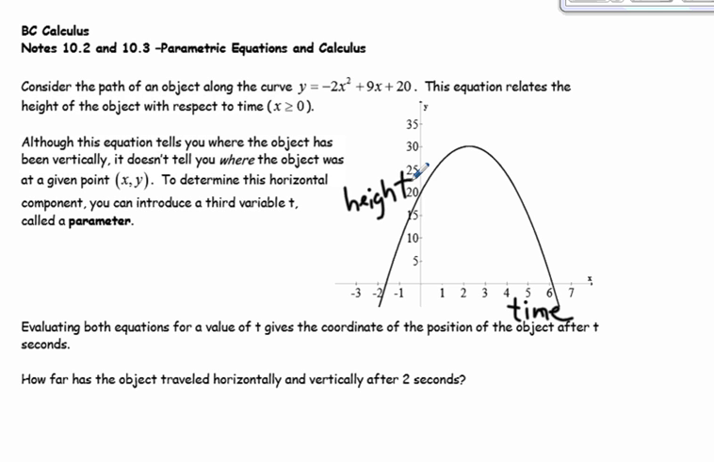So what parametric equations allow you to do is to introduce the parameter of time. Then you would create a parametric equation where you have both an x component and a y component, and you can figure out how far horizontally and how far vertically the object has traveled. Now, this equation, I'm not going to work with this one because this one actually didn't work out. So I'm going to skip this first question. Just know that in order to do that, you need to introduce what we call a parameter, that third variable.